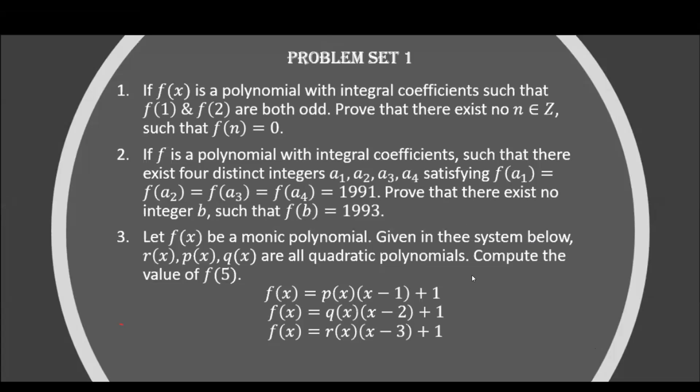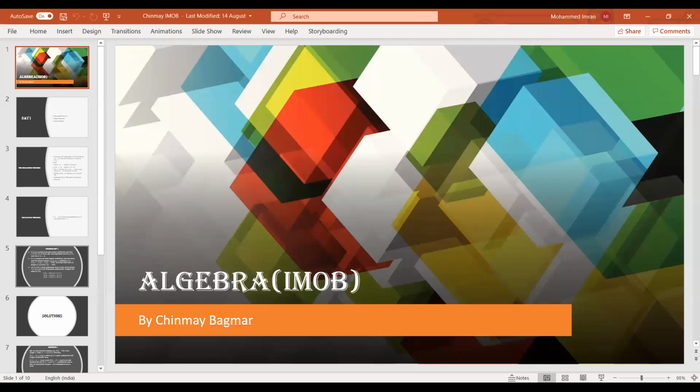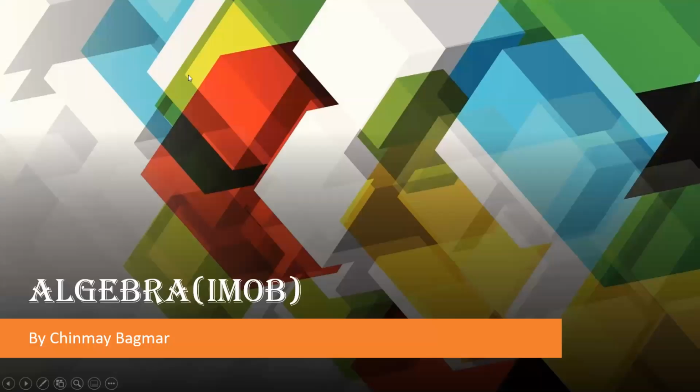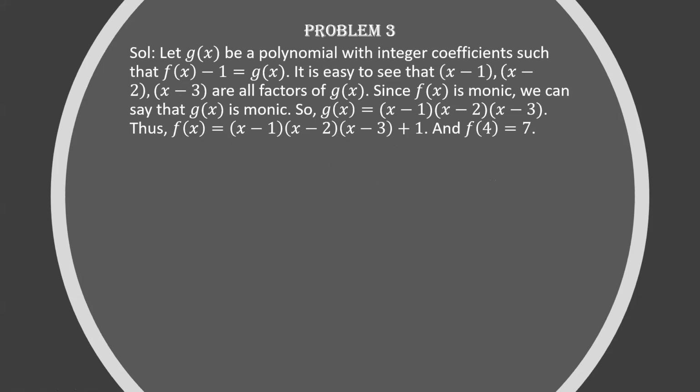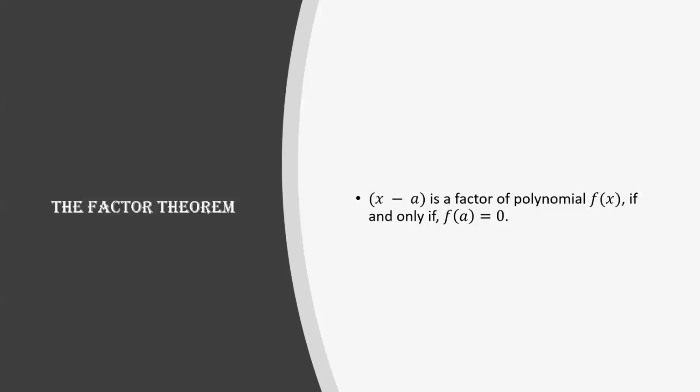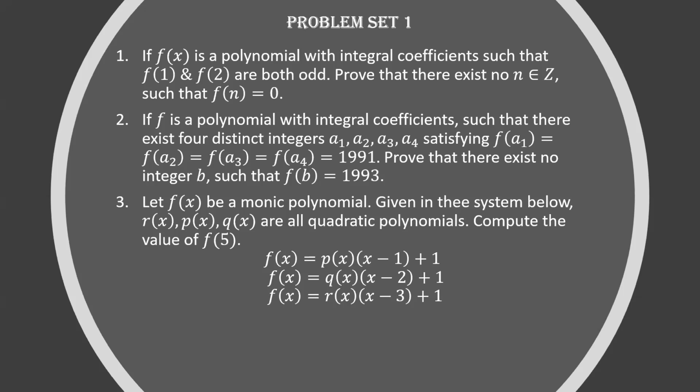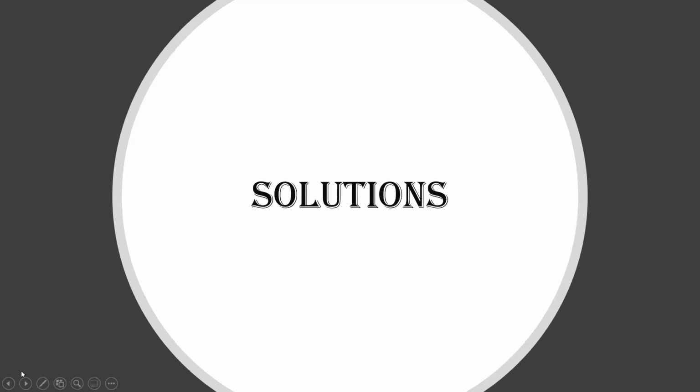Okay, yeah. Question 3 is given as: let f of x be a monic cubic polynomial. Monic cubic polynomial means a polynomial in which the leading coefficient is 1. That polynomial is known as a monic polynomial. So a monic cubic polynomial will be a polynomial with leading coefficient 1 and the highest power being a cube.